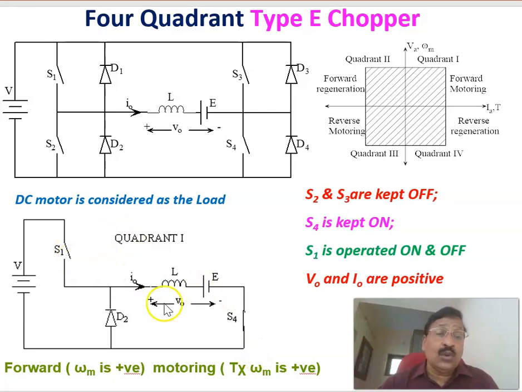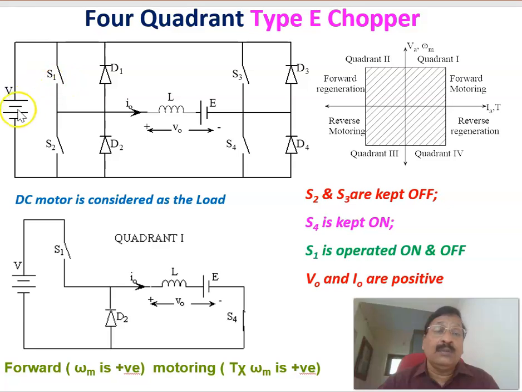When S1 is open, because of the energy stored in the inductor, a current circulates through the diode. Again, the current is positive. Therefore, the average current is always positive, and the average voltage is also positive. Therefore, it is working in the first quadrant. That is called forward motoring. It is forward because omega m is positive, since the voltage is always positive, and it is motoring because T into omega is positive.